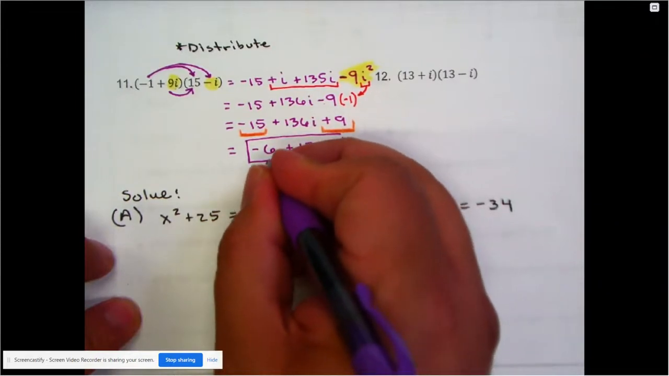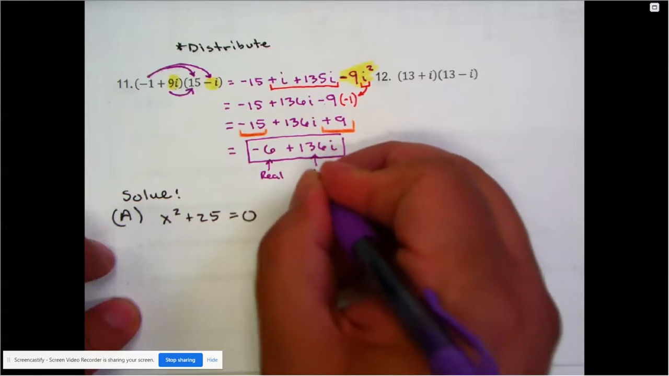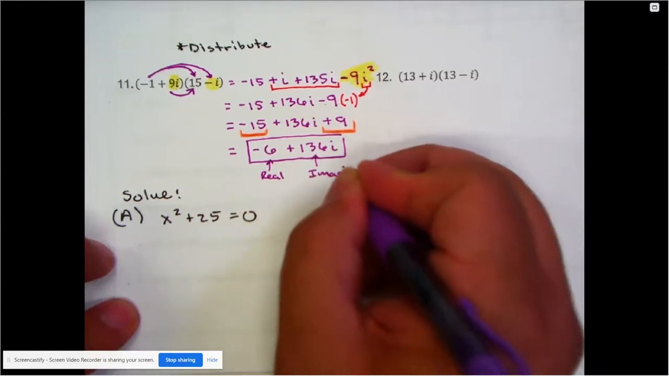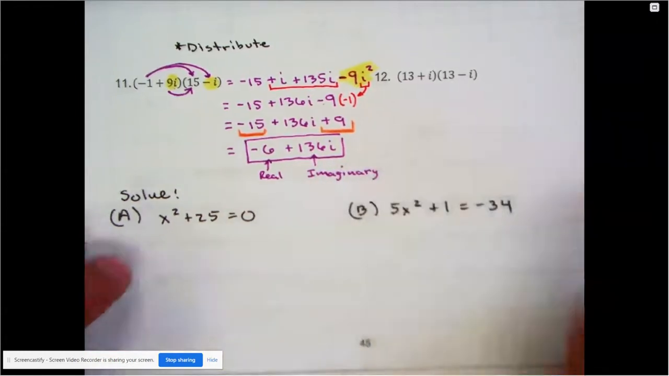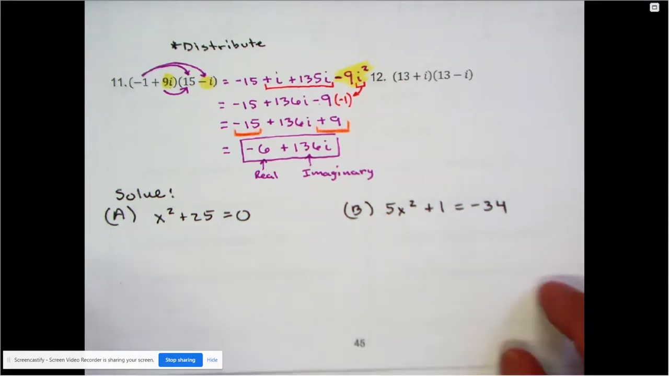Here's the real component, while there's the imaginary, which is why this continues to be one of our complex numbers, because we still have a real and an imaginary component attached. But again, this is just very straightforward algebra concepts that we've done in the past.